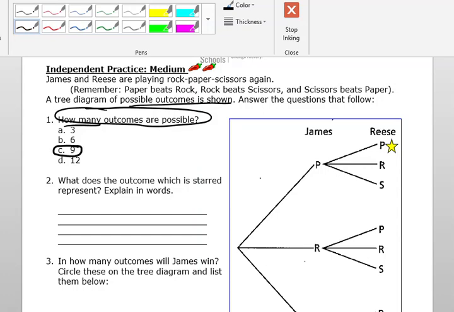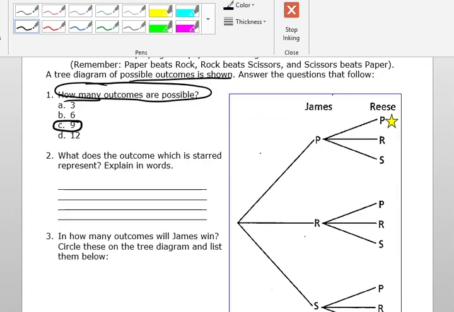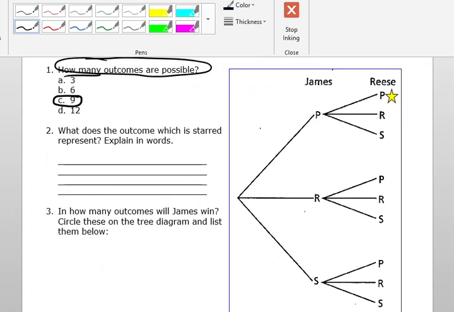What does the outcome, which is starred, represent? Explain in words. Okay, so in this outcome, I have James, and it looks like he shot paper, and also Reese. So in this outcome, both James and Reese chose paper.